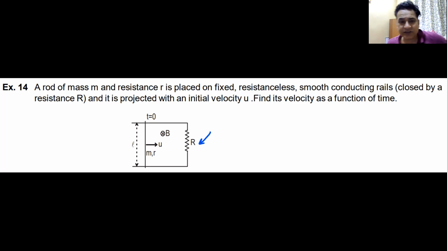A rod of mass M and resistance R is placed on fixed resistance-less smooth rails closed by resistance R and is projected with an initial velocity U. Find its velocity as a function of time. This is one of those questions. There are many questions. In one question, you will start applying a constant force and then they will ask you what is the velocity as a function of time and what will be the terminal velocity and all those things. You can do any one of those. You should be able to do the rest of these because the concept is exactly similar.